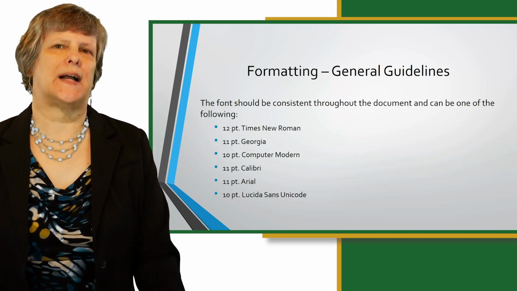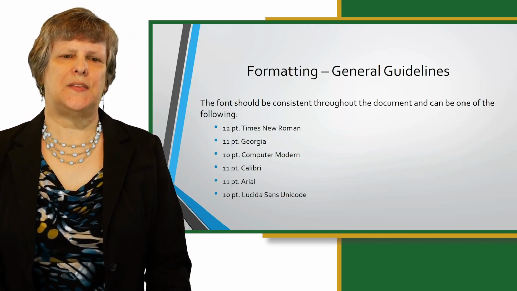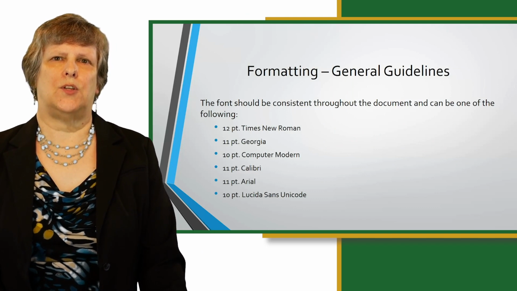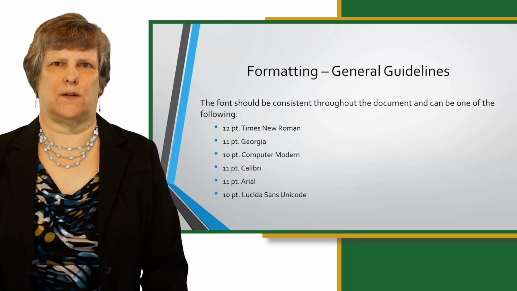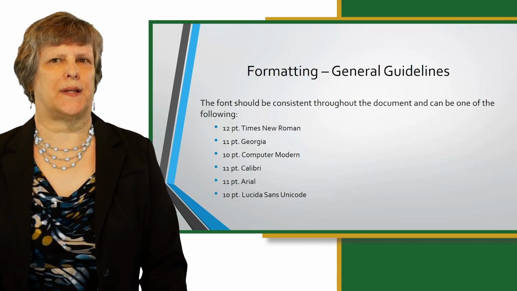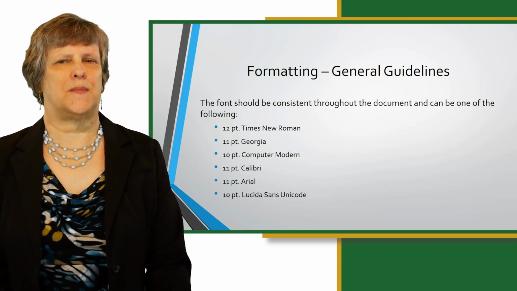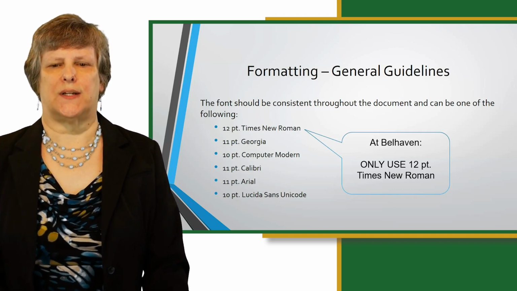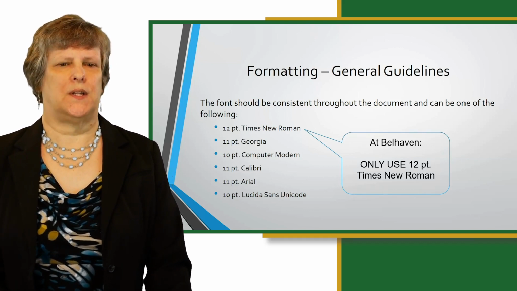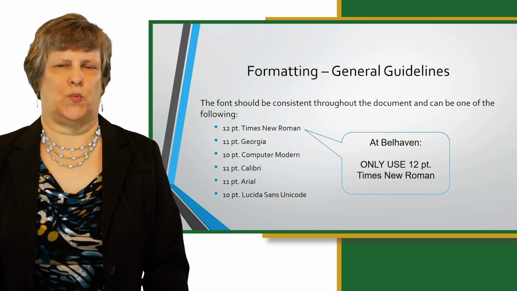Now here are some general guidelines for formatting. In the 7th edition, you're allowed to use many different fonts. They are all listed here. However, this is the only place where Belhaven is being different from the 7th edition. We only want 12 point. We want Times New Roman 12 point. Ignore all the other options. We don't want them.